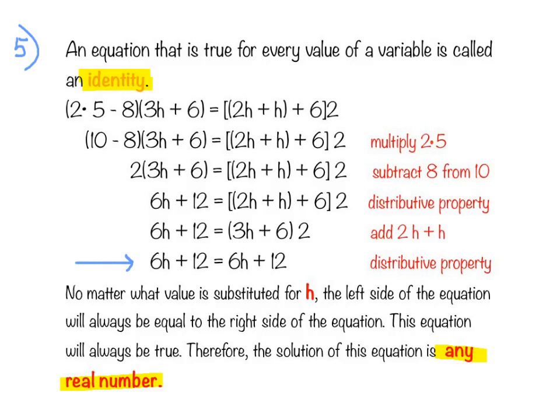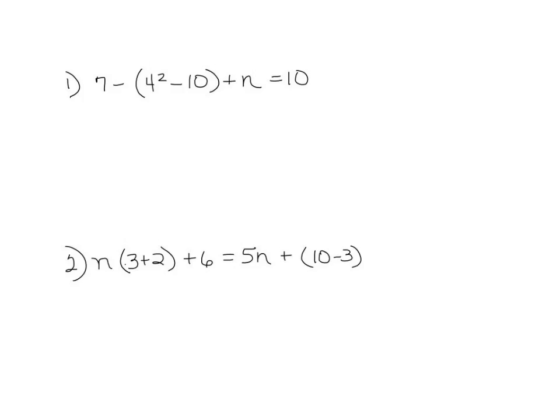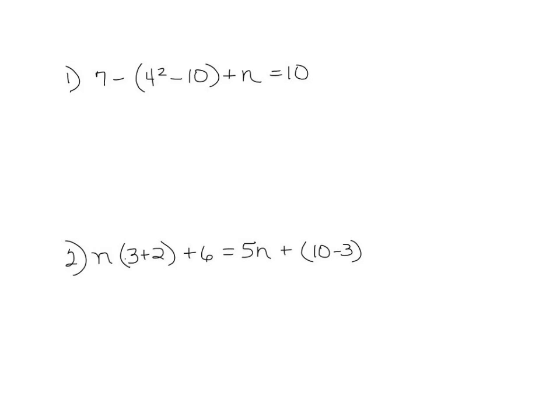Okay, and I'm going to go ahead and move on now to our examples that I'll work out with you. Here we go. Number 1. Please write it down. 7 - (4² - 10) + n is equal to 10.